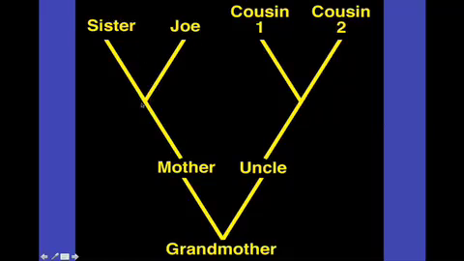Joe and your sister have the same mother. Your mother and your uncle have the same ancestors. That's your grandmother, so that's Joe's grandmother. And then your uncle's children are your cousins. So we can show this genealogy just like you do when you look at family trees in the royal houses of Europe, and you can see the ancestors and their descendants.